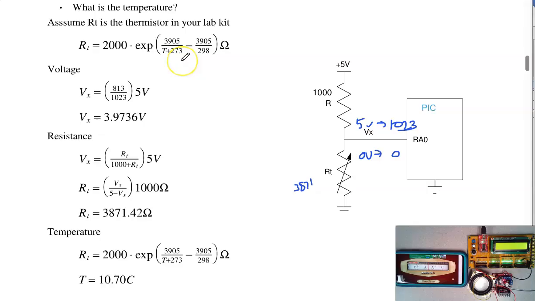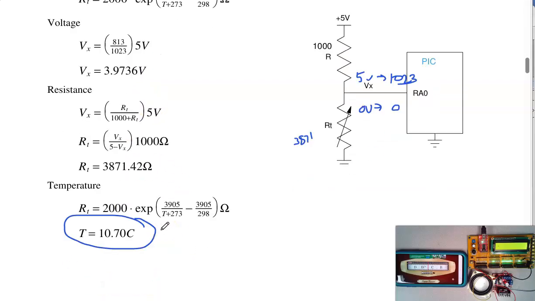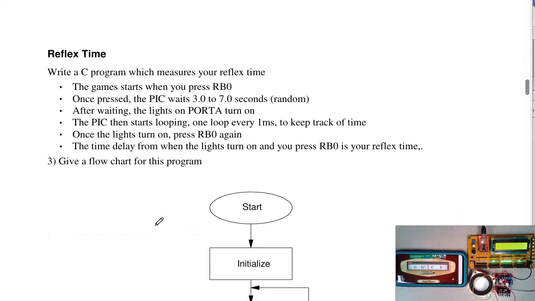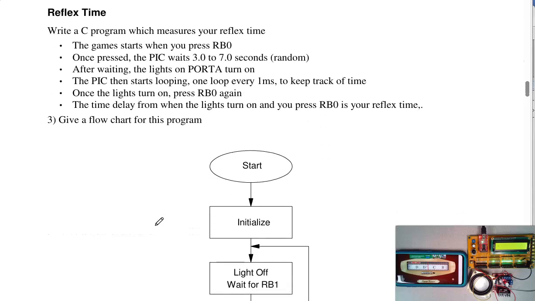If I have a thermistor, if I know temperature, I know resistance. If I know resistance, I know temperature. So solving backwards, 3871 ohms corresponds to 10.7 degrees Celsius. So just by reading the analog input, I can tell you voltage, resistance, temperature, a lot of things. Okay, that's the analog input.